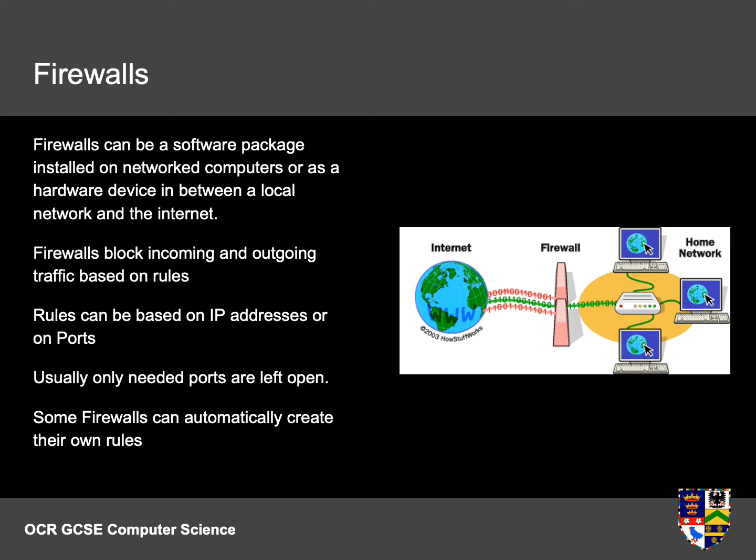So different applications use different ports, and you might leave the more common ones open, but some of the more obscure or less well-known ports might be blocked by default. And obviously, if this causes trouble on the network in terms of particular pieces of software requiring them, then the network administrator will have to sort that out and alter the rules on the firewall. Some firewalls can automatically create their own rules based on the conditions of the network. So say for instance, if we're thinking about brute force attacks and someone constantly attempting to log into a login form, the firewall might pick up on this and then start blocking IP addresses.